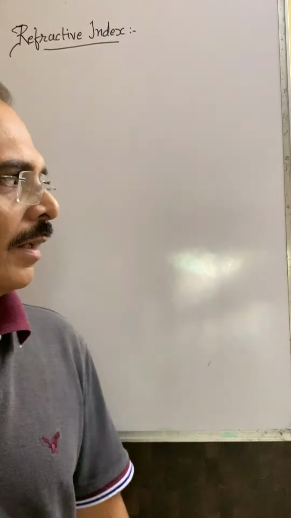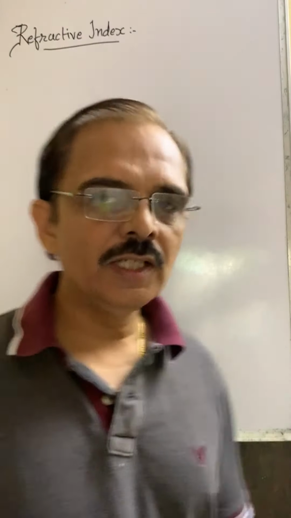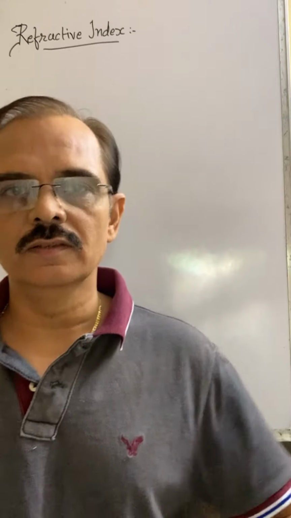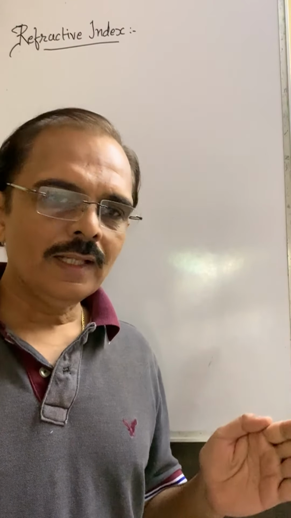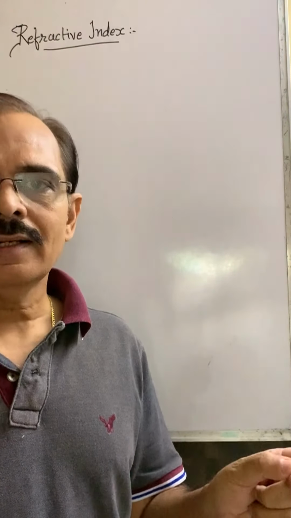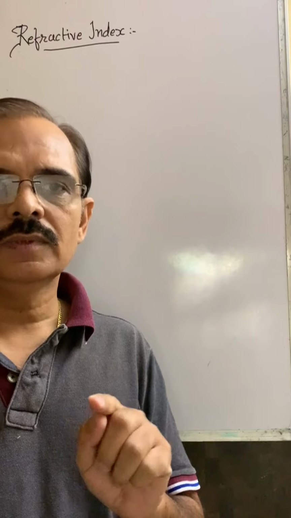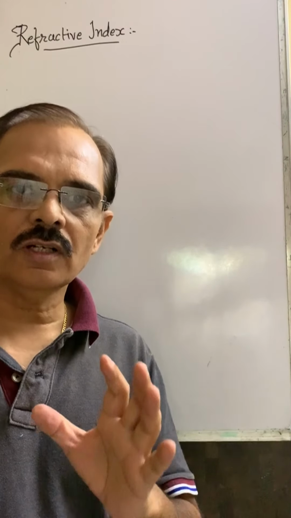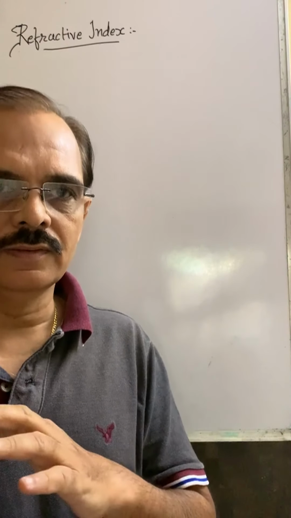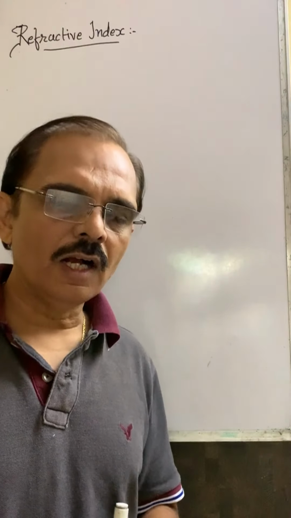Hello everybody. Now the new topic is refractive index. We have seen the laws of refraction. In the laws of refraction, when a light ray passes from a rarer medium to a denser medium, it slightly changes direction. In your language, we said it slightly bends. Now the question is, how much does it bend?